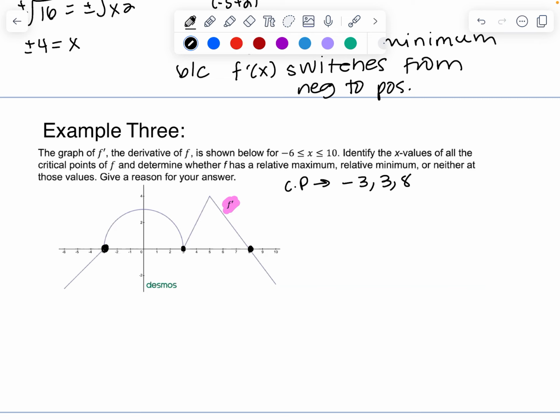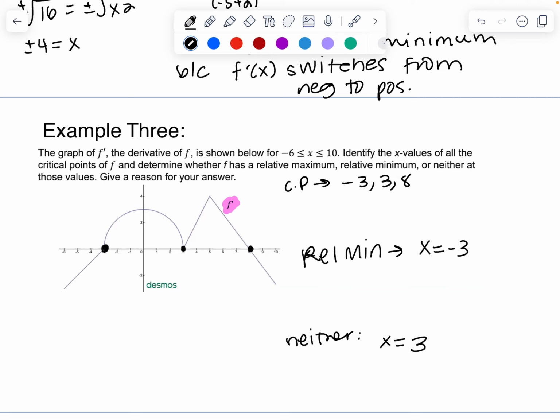And so now we need to figure out which is which. So if I'm looking at this function right here, it is negative and then it becomes positive. So this is an example of a relative minimum. So there's a relative min at x equals negative 3. Let's keep going. Let's look at this point right here. So this point actually ends up being neither because it's positive and it's positive, and so there's no sign switch there, and so that one is neither because it doesn't switch signs.